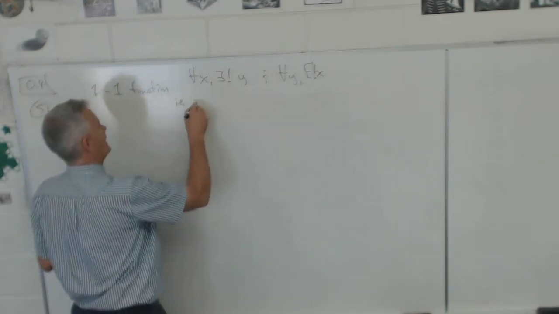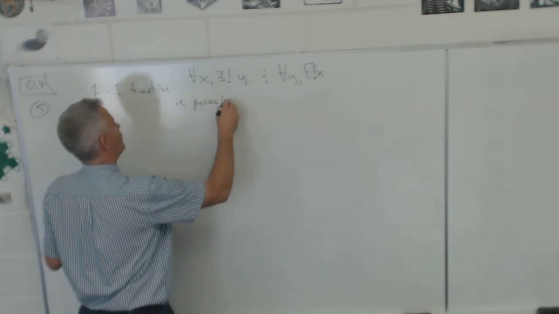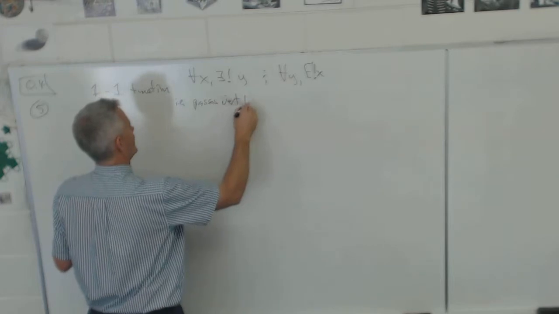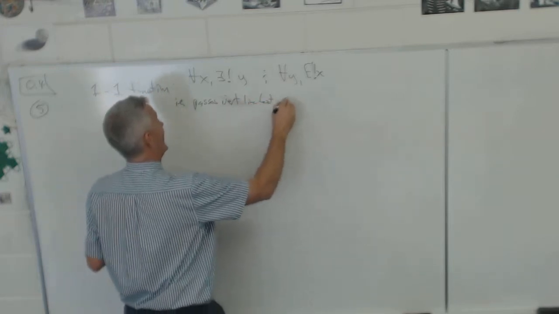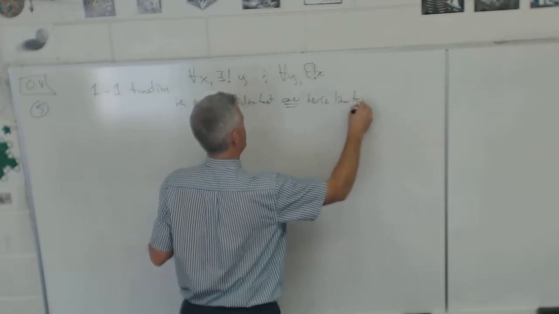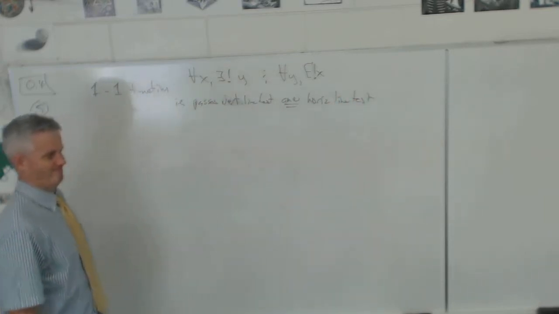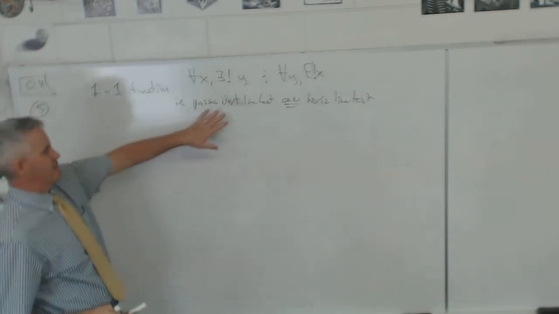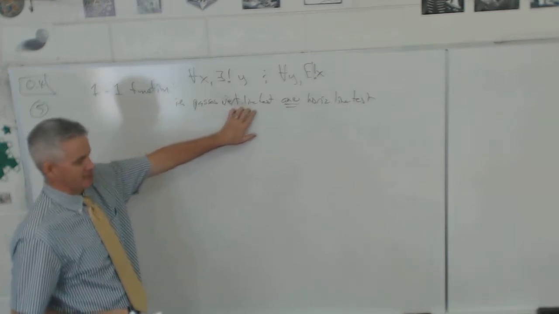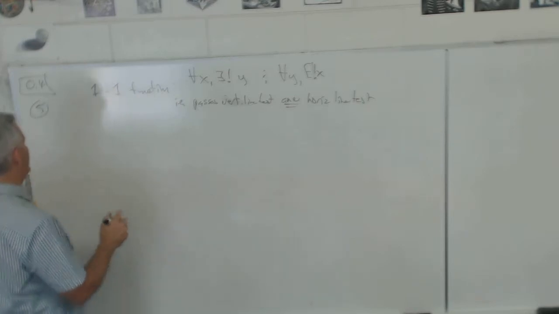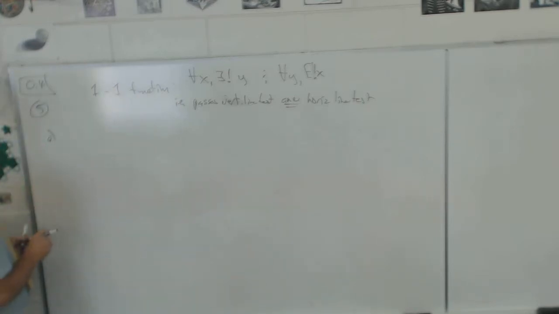It means, i.e., it passes the vertical line test and the horizontal line test. It's 1 to 1. Every x has one y, and vice versa. So a lot of times if you have a graph, you look, this has the vertical line test and the horizontal line test. Okay? So part A, 1 to 1.